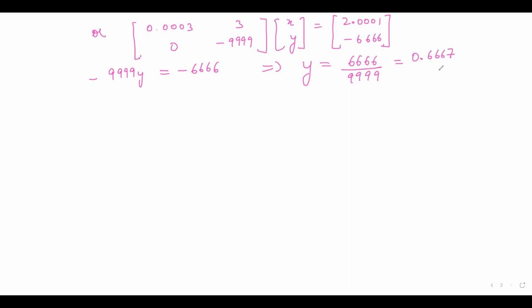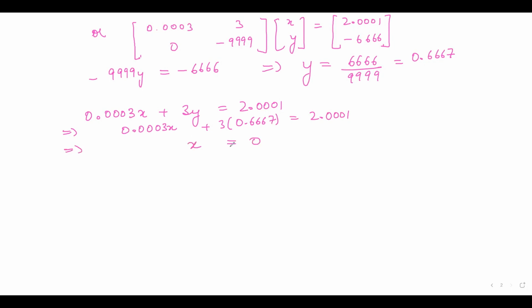So this is what we are getting as y. And from the other equation, I'll be getting my answer. So this will give me x as 0. Now, if I'm getting x as 0, is this a solution? So here I'm getting y. I'll write it because I need to highlight this.